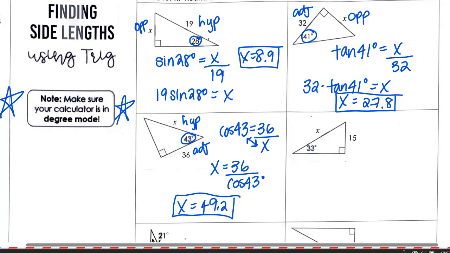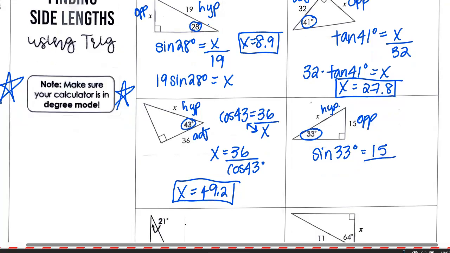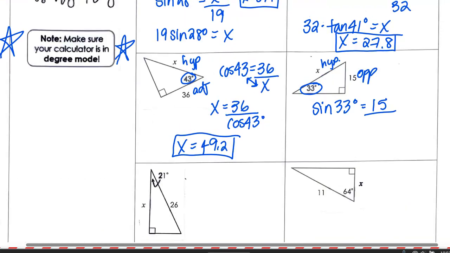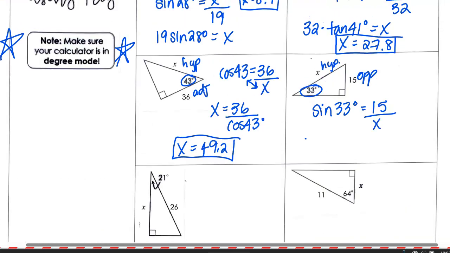All right, this next one, we're looking at 33 degrees. This is opposite of 33 degrees, and this is our hypotenuse. That means we're using opposite over hypotenuse, which is sine. So sine of 33 degrees is equal to the opposite side, which is 15 over x. And again, we swap those. We get x equals 15 divided by sine of 33 degrees. Into our calculator, we input that value and we get 27.5.